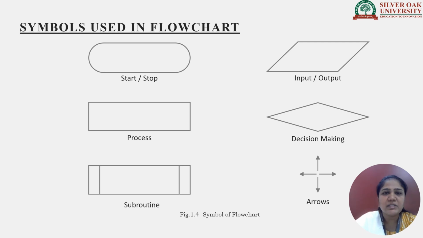These are the symbols that we use in the flowchart. Starting and stopping can be shown with the help of this symbol. Process is shown with this square symbol. Input and output is shown with this given symbol. For decision making, we use the diamond symbol. Arrows left, right, top, bottom are used for showing the direction, and subroutines are shown with this given symbol.